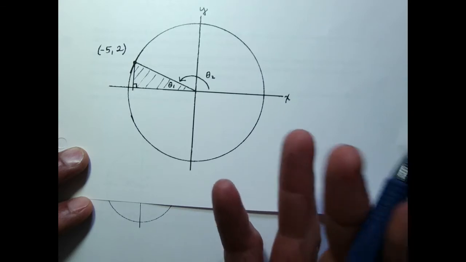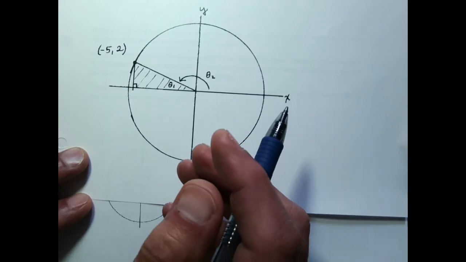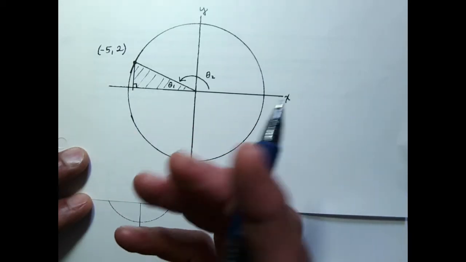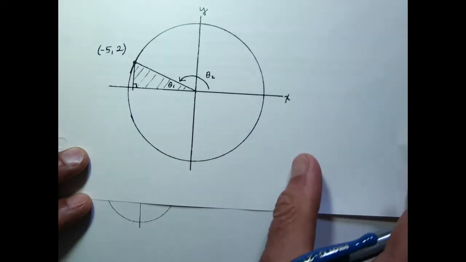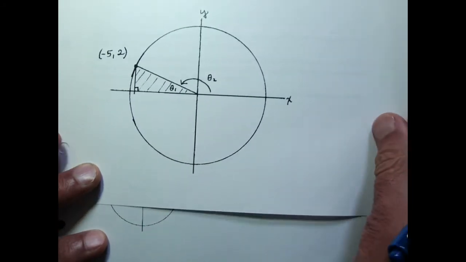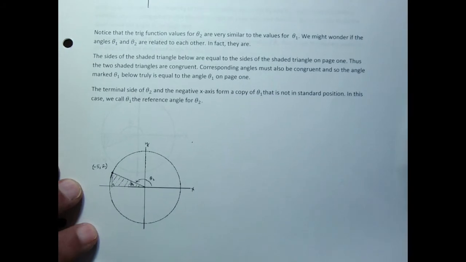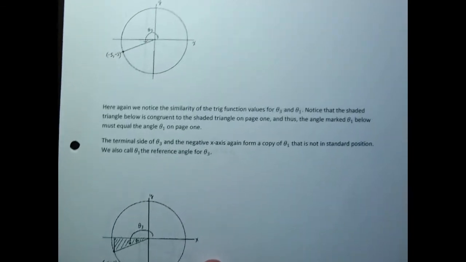So there's a triangle here. It doesn't include angle theta 2, but it's weird that it is congruent to the triangle on the first page. That's the only observation we want to make from this picture at the bottom of the second page. Now let's move on to the third page.